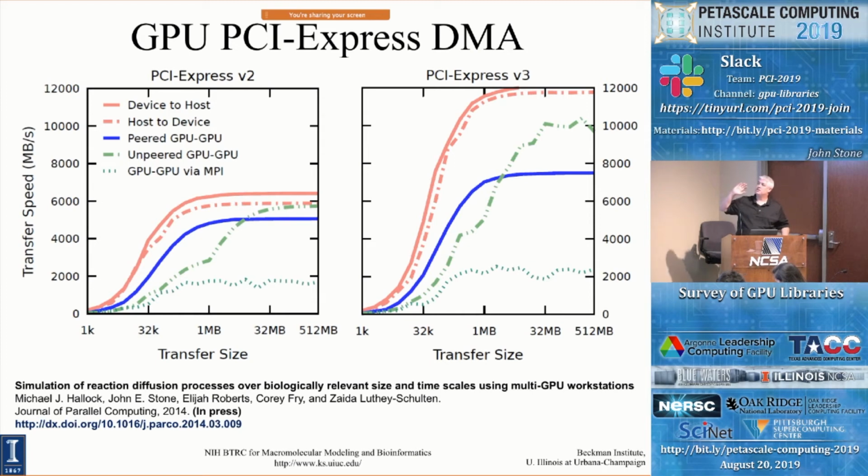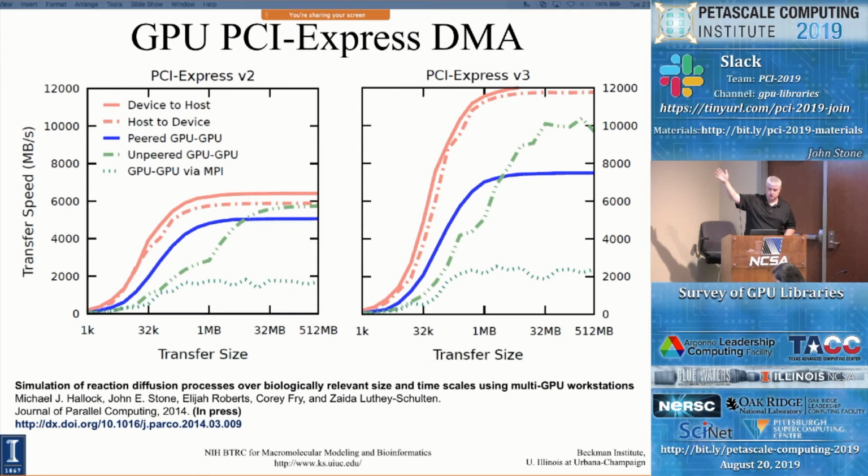So, another example of that is even if you knew exactly where your data was placed on the GPU, you might have several different choices. These are just the different communication speeds for certain size messages.